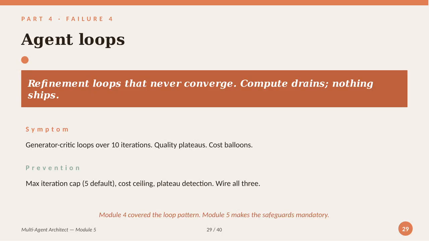Failure Mode 4. Agent loops. Refinement loops that never converge. Compute drains. Nothing ships. What it looks like.